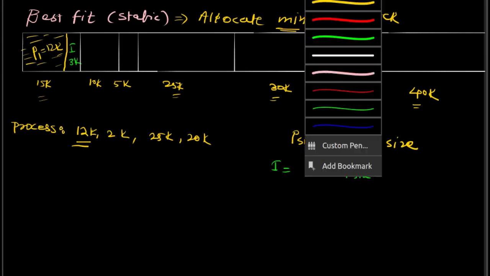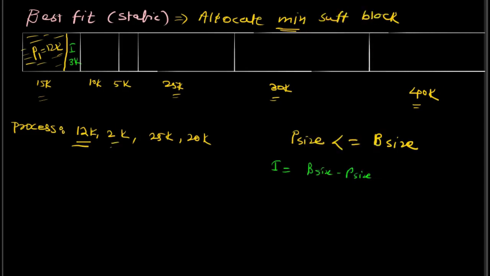Now the second process is 2k. Now for 2k, all the blocks are sufficient. That means 10k, 5k, 25, 30 and 40 all are sufficient blocks, but the minimum sufficient is 5k. So allocate process P2 into the block of size 5. So this 2k process P2 will get allocated here, and the internal fragmentation remaining will be block size minus process size, block size 5, process size 2. So internal fragmentation is 3k. Internal fragmentation here is again 3k.